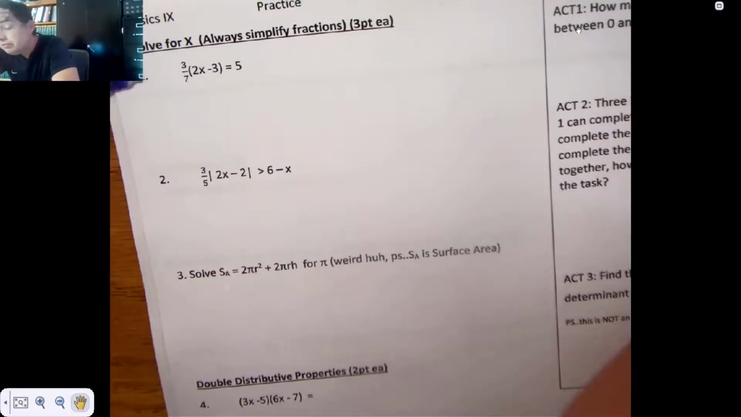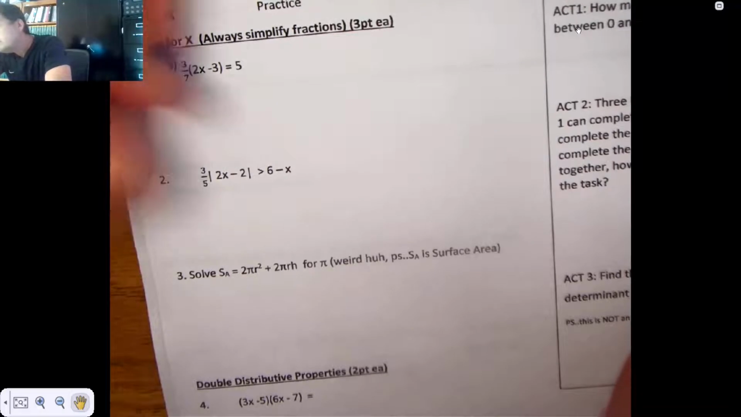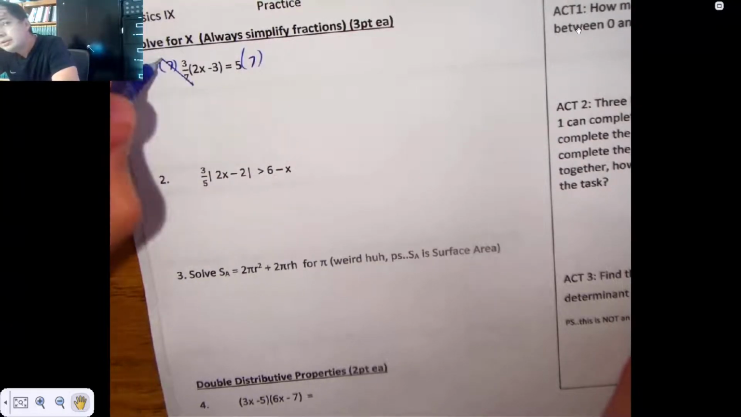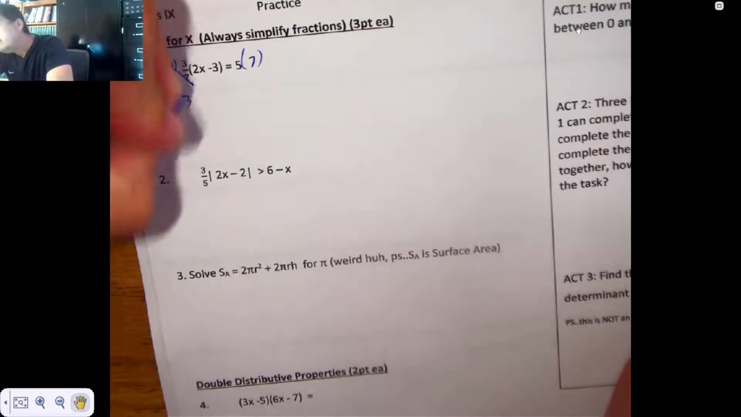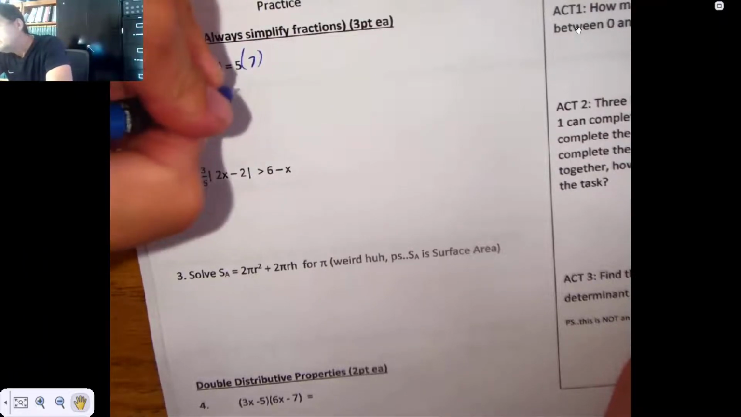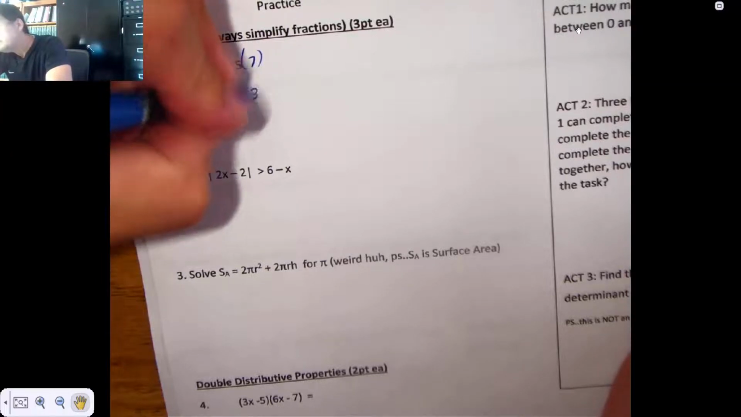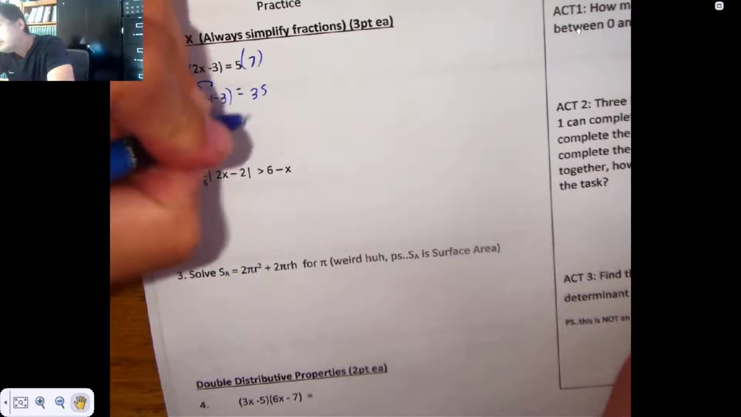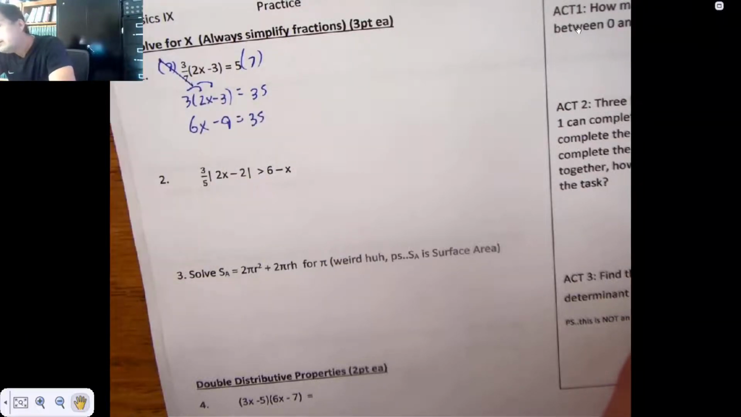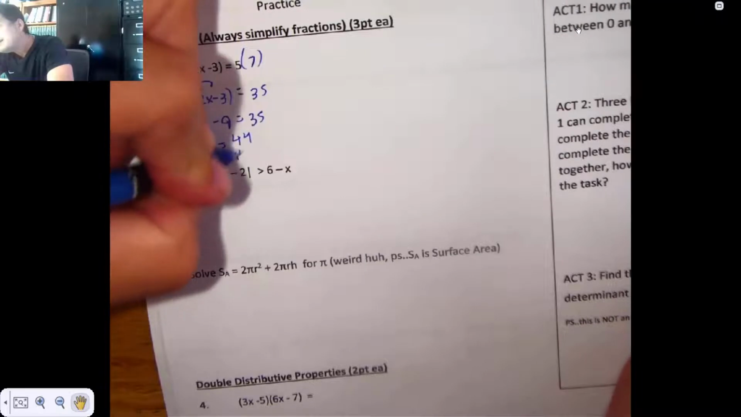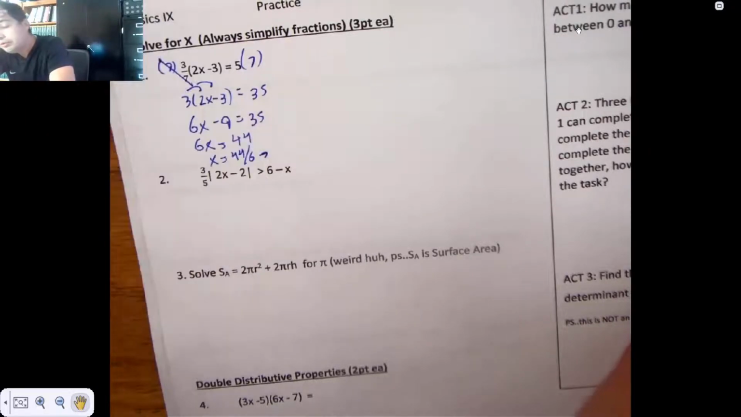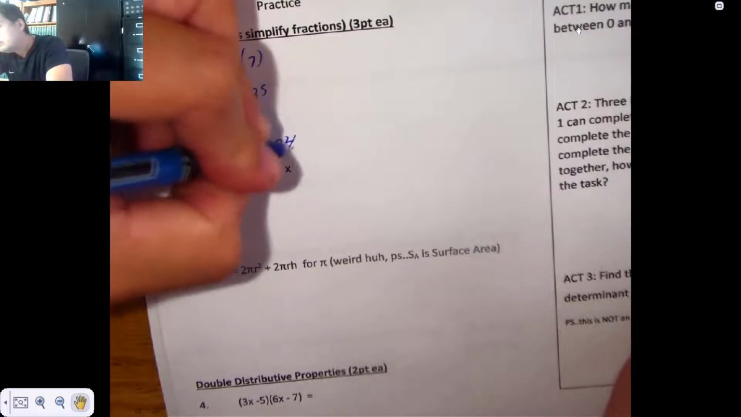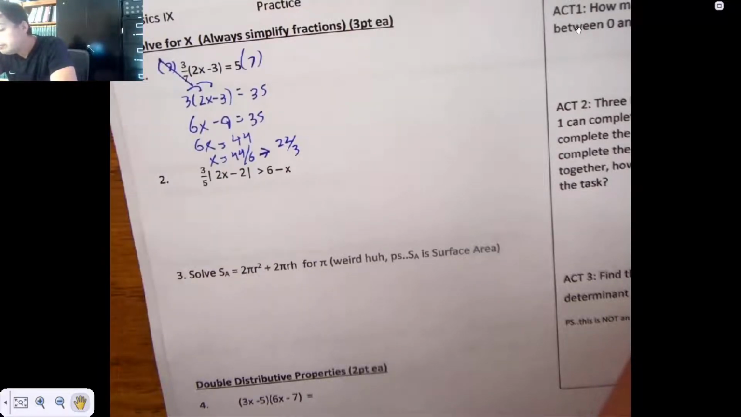We have a fraction. What we're going to do is we're just going to multiply by 7 on both sides. And that causes a cancellation on the right. And I'm left with 3 times 2x minus 3 equal to 5 times 7, which is 35. We're going to distribute our 3, 6x minus 9, still equal to 35. We're going to add 9 to both sides. What is that, 44? Sounds reasonable. And divide by 6. 44/6 will reduce to 22/3. And there's my answer, assuming I didn't make any mistakes.